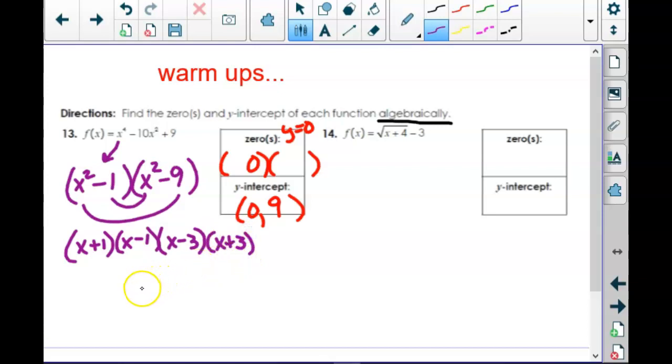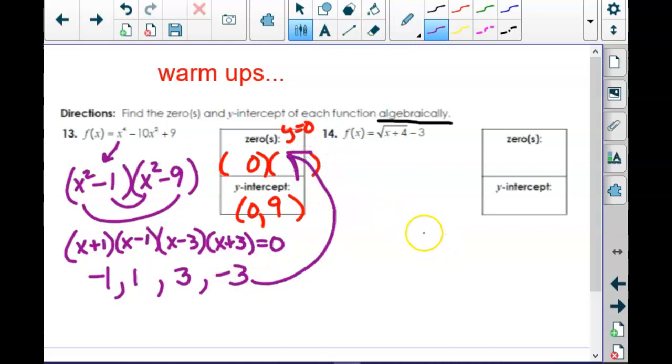So where are all the zeros of this function? If I set each of those equal to 0, I would get 1, 3, and negative 3. Okay? So those are all the zeros. I'm not going to rewrite it. All right, that's a concept when we get to polynomials we'll do some more of.